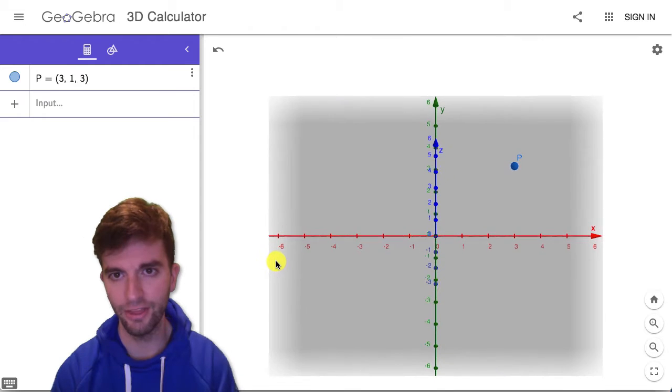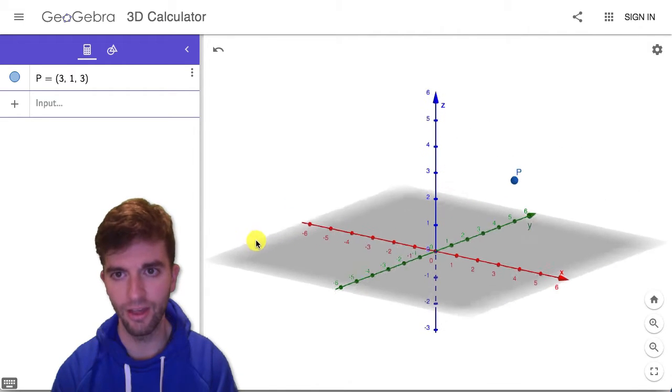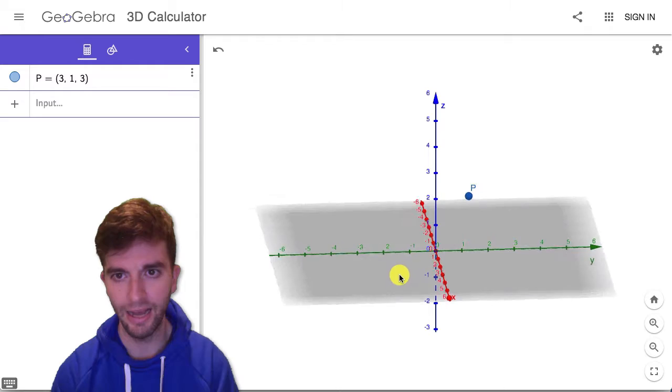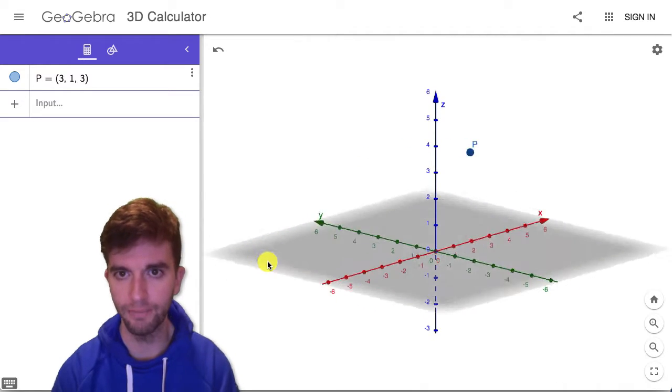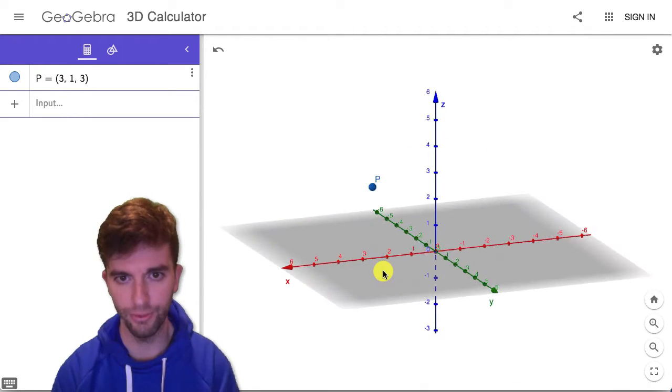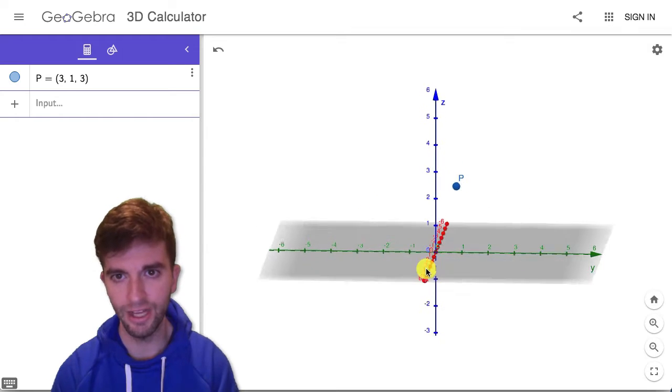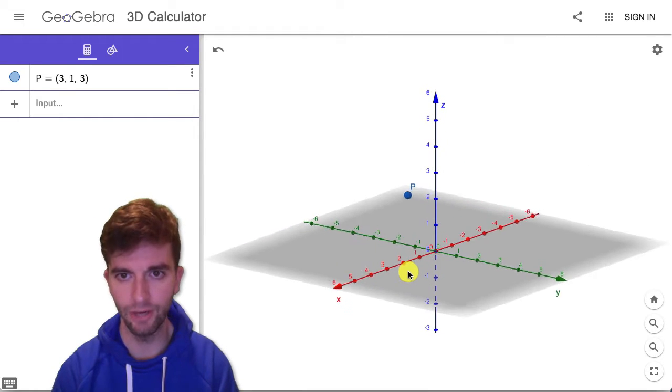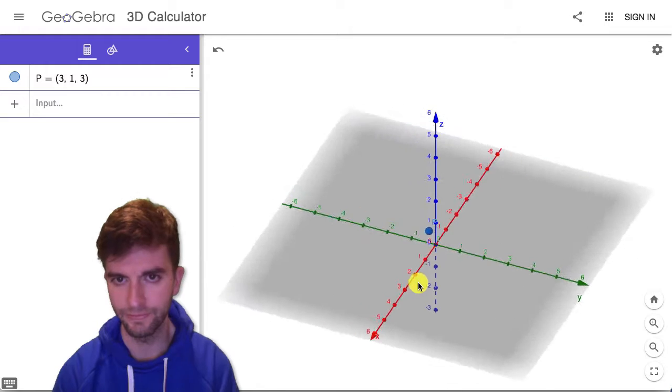Notice there's actually a third axis, a z-axis, and that point has a z component along with its x and y component. It has a z component of 3 as well. So we're going to learn in this lesson how we can plot points and draw vectors in 3 dimensions.